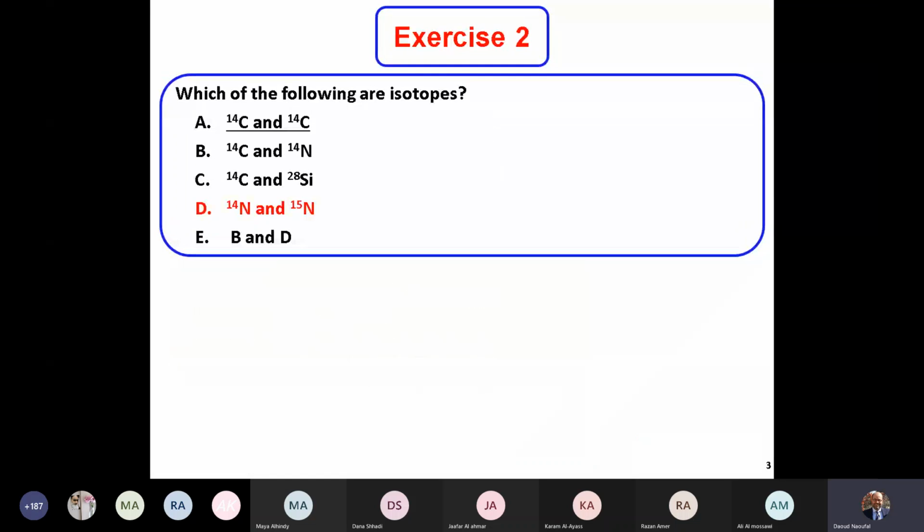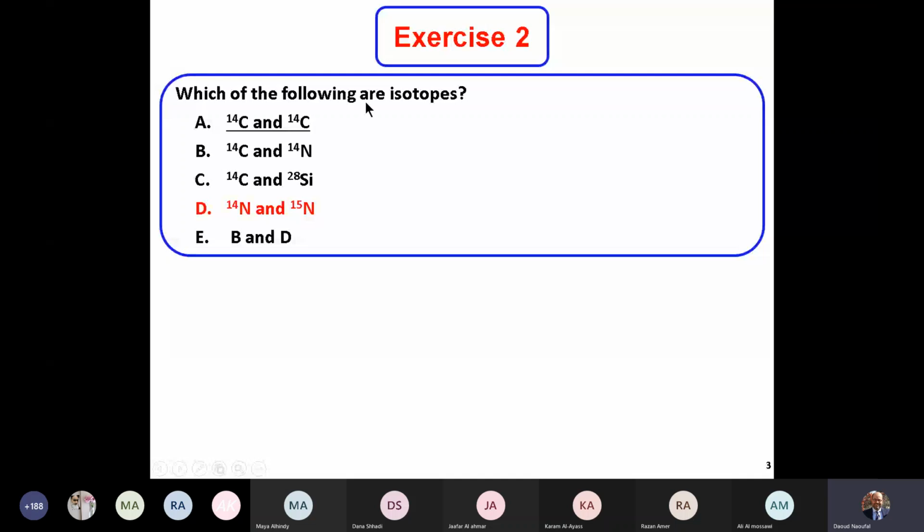We pass to exercise 2. Which of the following are isotopes? Carbon, nitrogen, carbon, silicon, nitrogen 14 and nitrogen 15, or the answer is B and D.